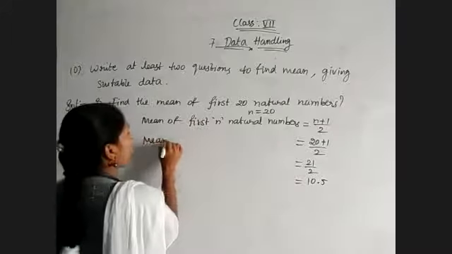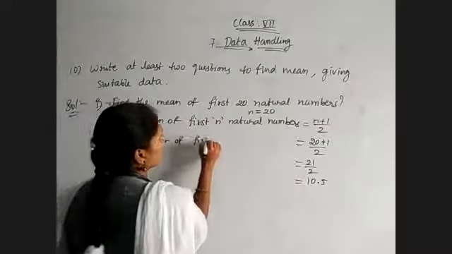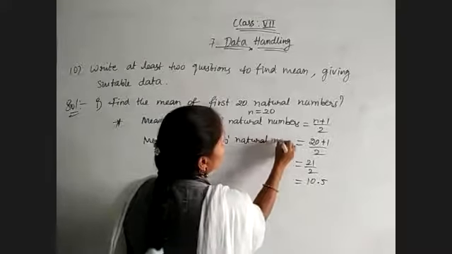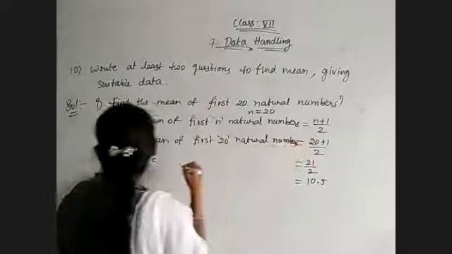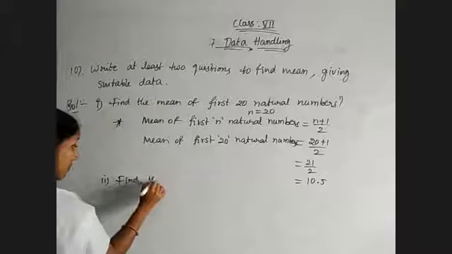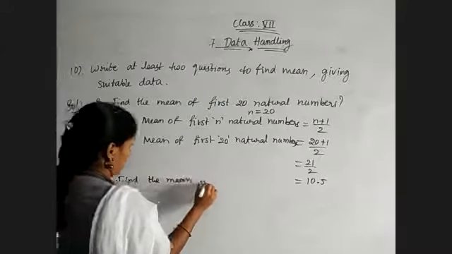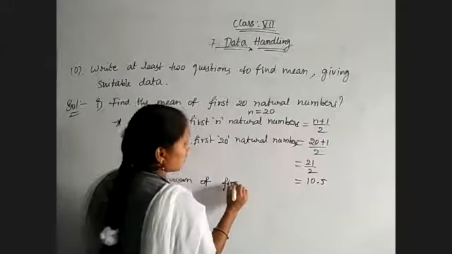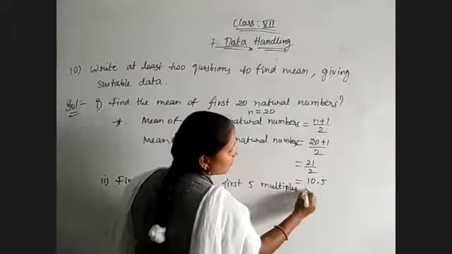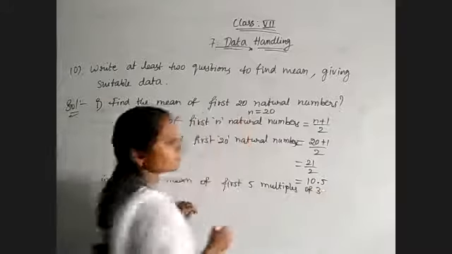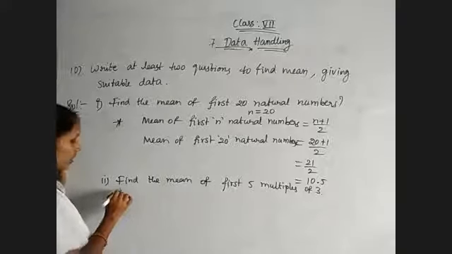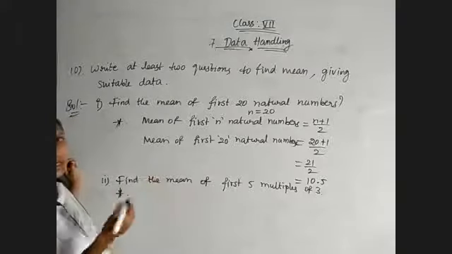Mean of first 20 natural numbers. Like that only you can write. Find the mean of first 5 multiples of 3. This is my question. Now we will see the solution. Mean of first 5 multiples of 3.